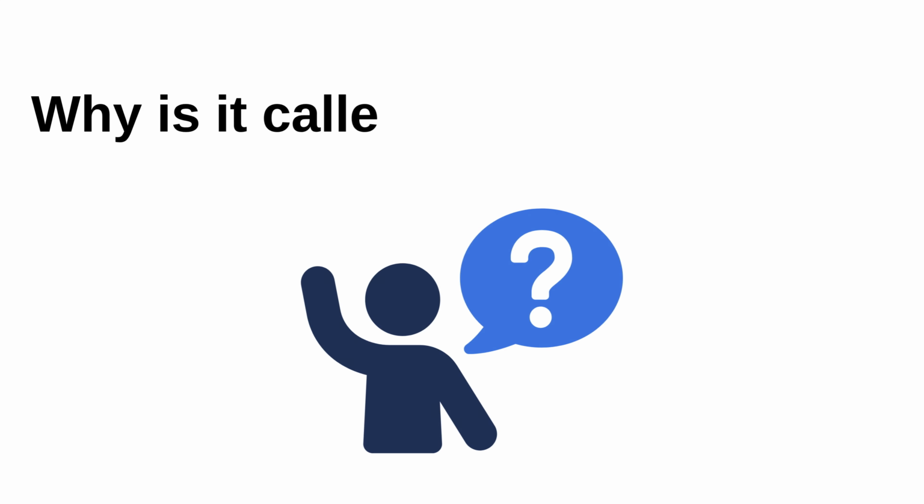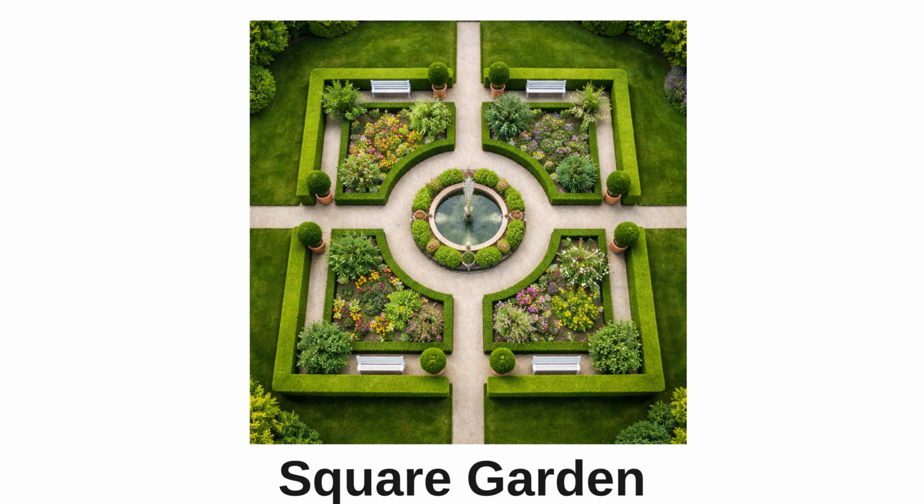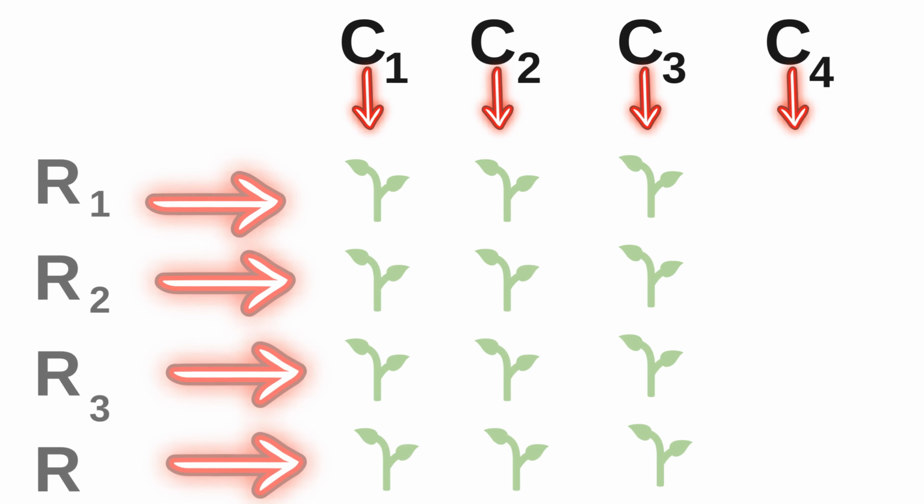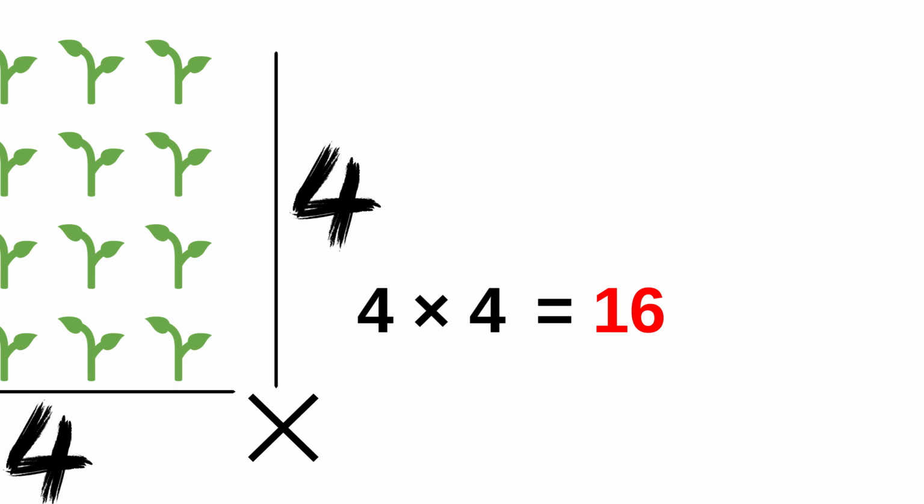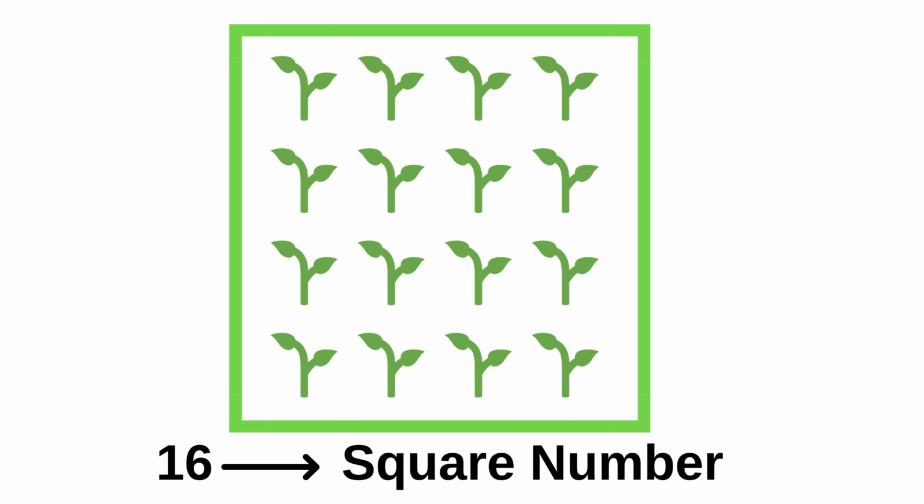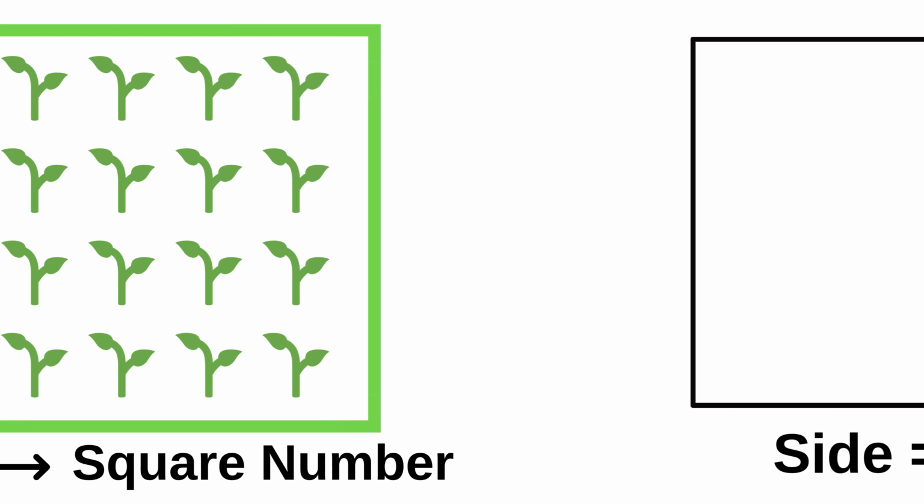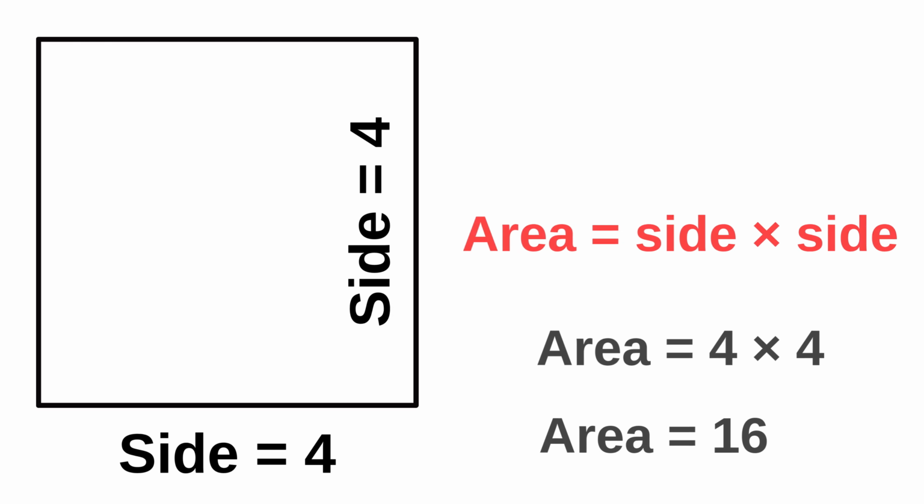But why do we use the word square? Imagine you are planting a square garden. You want 4 rows of plants and 4 columns of plants. The total number of plants is 4 multiplied by 4, which equals 16. Because the plants form a perfect geometric square on the ground, 16 is called a square number. It is directly tied to how we measure area.